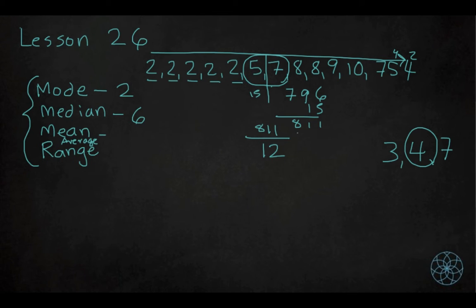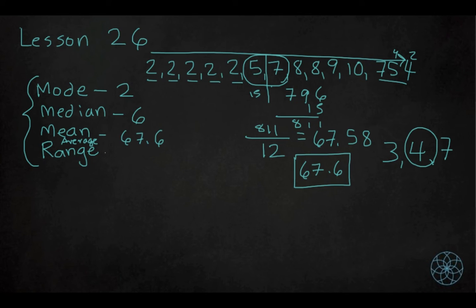What's 811 divided by 12? I got 67.58. And looks like they want you to round to at least 1 decimal point. So we could either say 67.58 or 67.6 would be correct. So let's put that over here. And that's kind of strange. Most of the numbers are very small, but it's this one big number, 754, that's making the average go up so high.